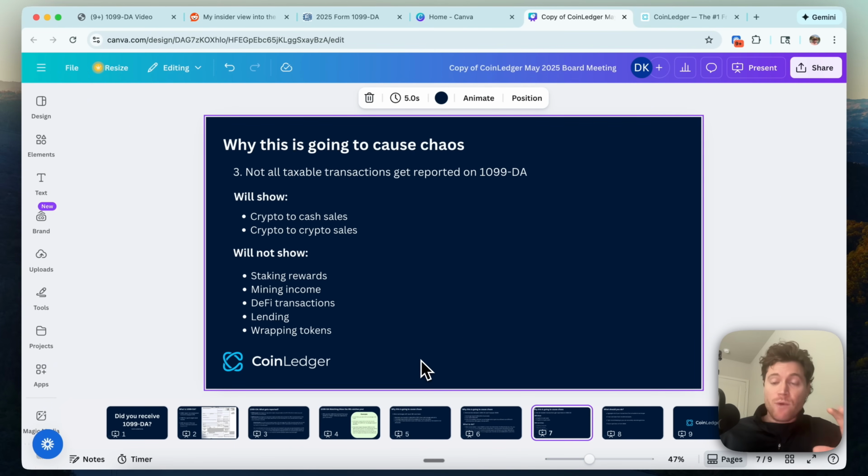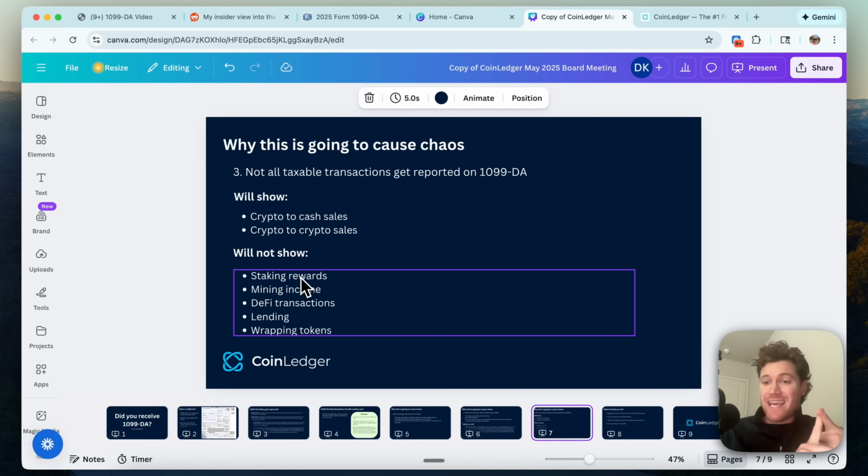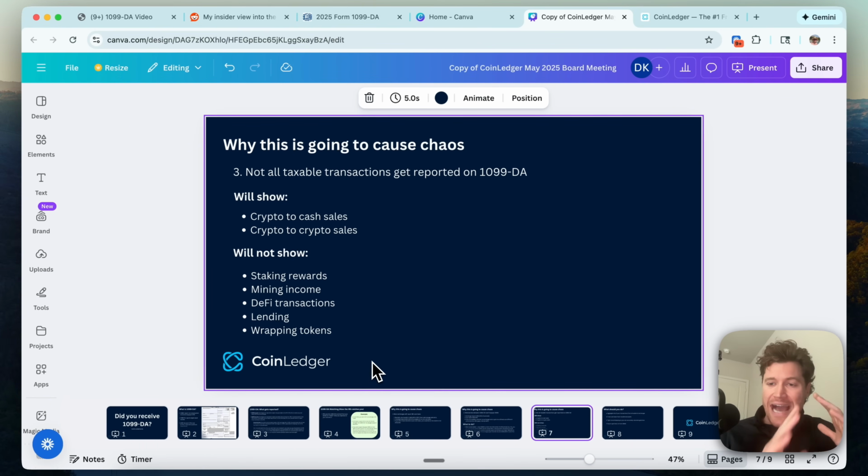And again, they will report the proceeds that you earned from that disposal. But 1099 DA will not show income from staking rewards, mining income, any DeFi activity, lending or wrapping tokens, which can trigger taxable events. And so to accurately report your total gains, loss, and income, you need to have records of all transactions, and you need to report all of this on your tax return.